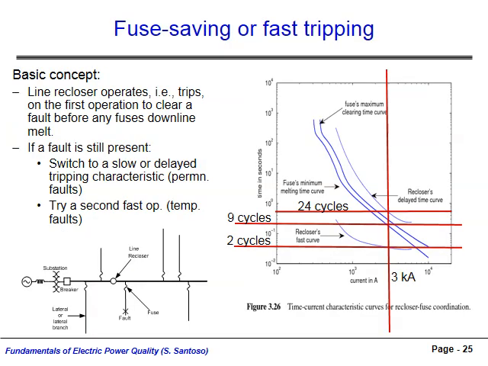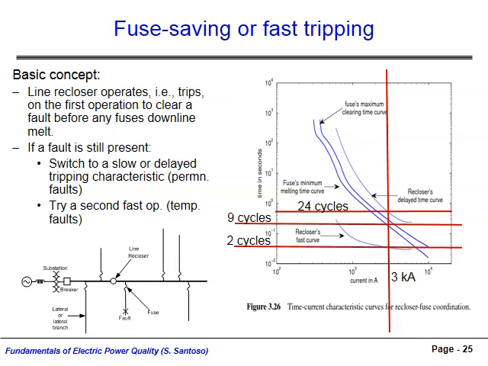For example, in the bottom figure we see a fault occurring on a lateral line protected by a fuse. Upstream from the fuse on the main feeder is a recloser. The time current characteristics of the fuse and the recloser are shown in the right-hand figure. When the fault occurs, both the recloser and fuse will experience a fault current of 3 kA. The recloser, being set to fast operation, will open in 2 cycles before the fuse can melt.